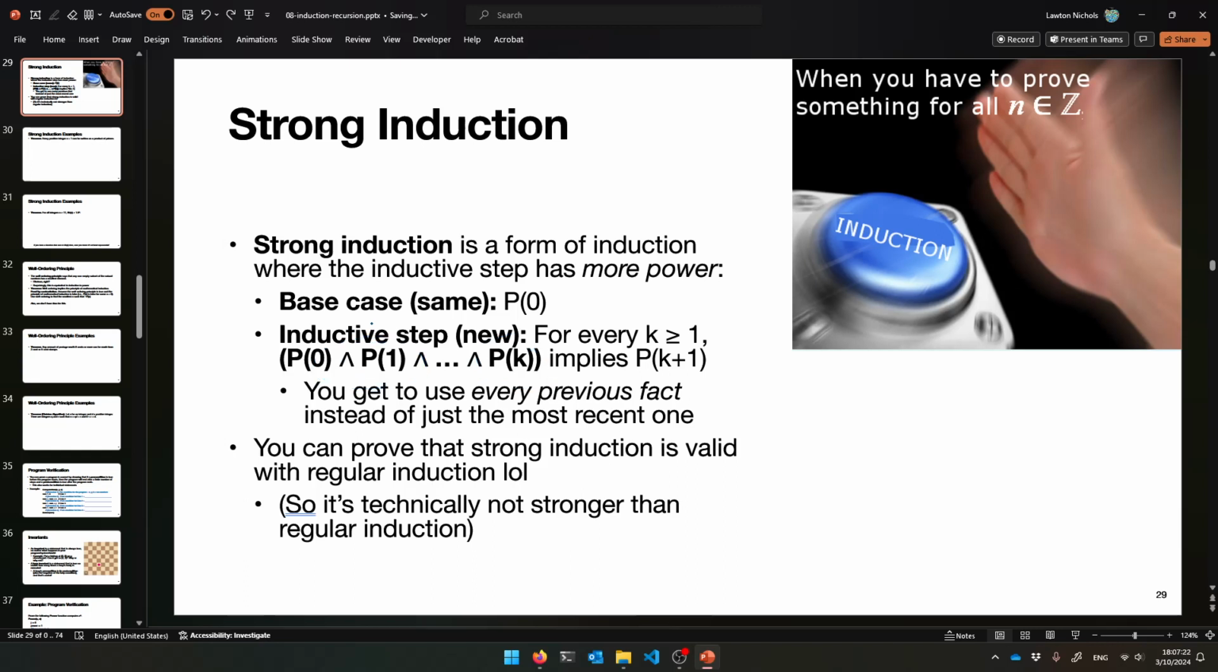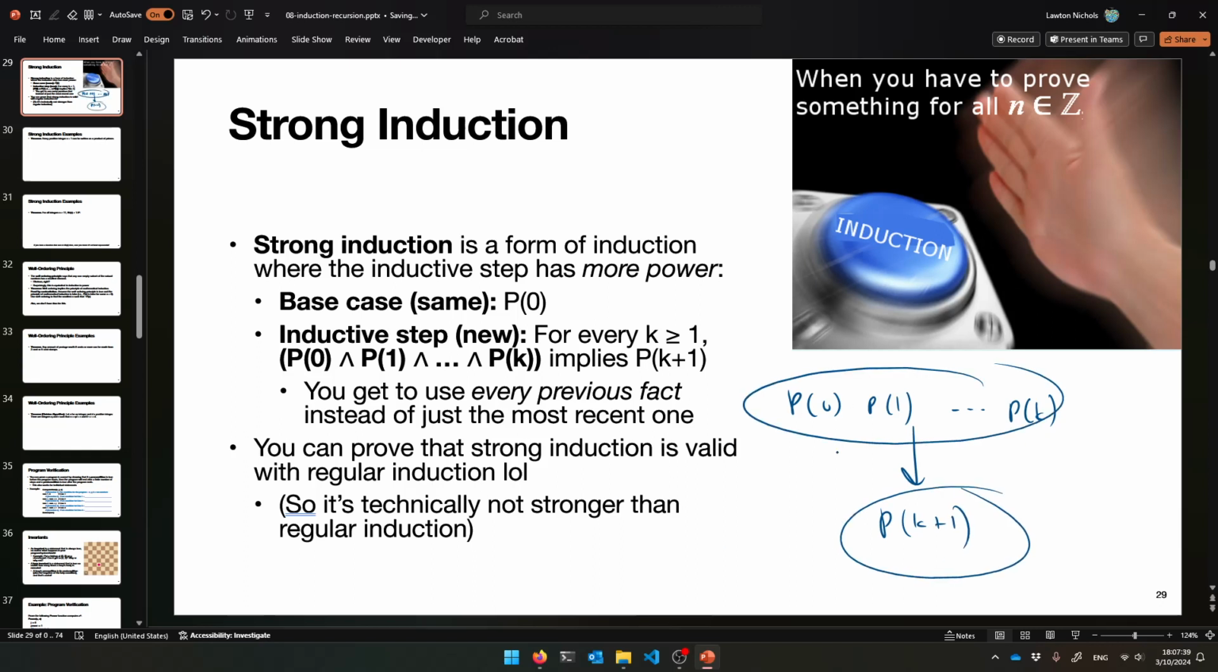Now you have access to it, all right? So it's showing, assuming all of these, not just P of k: assume that P of 0 is true, assume that P of 1 is true, and so on, all the way to P of k. Use that as firepower. They are all accessible now to prove P of k plus 1. So assume all of these to show this, all right?